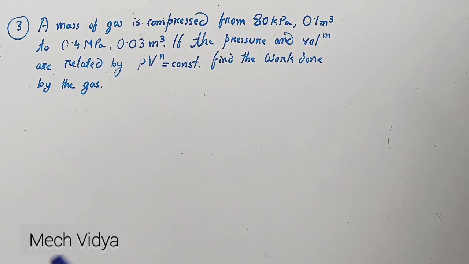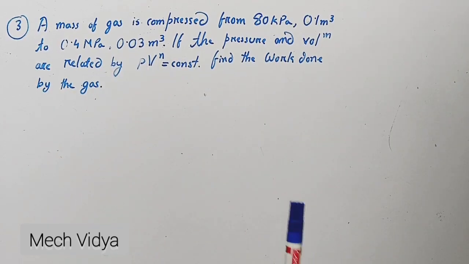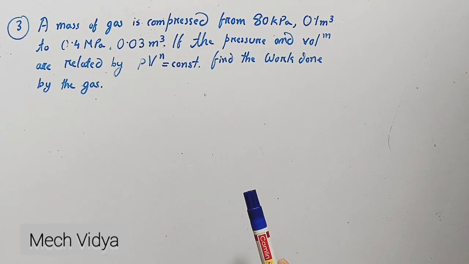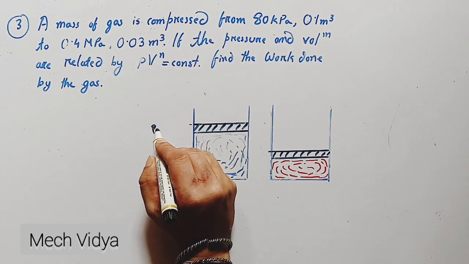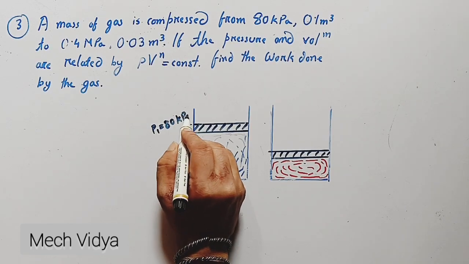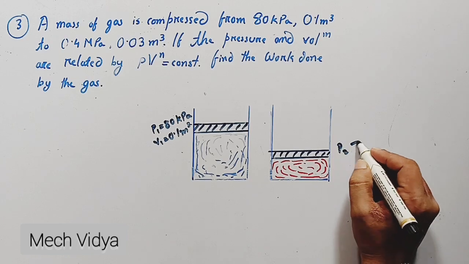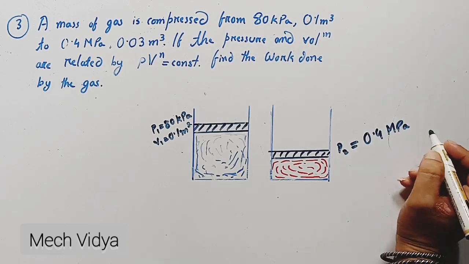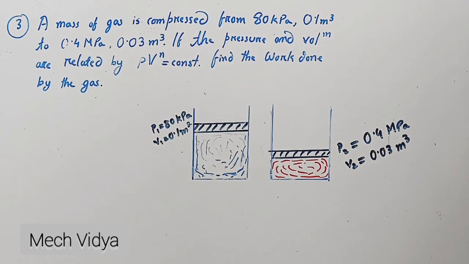So in the first numerical, a mass of gas is compressed from 80 kilopascal, 0.1 meter cube, to 0.4 megapascal and 0.03 meter cube. So first let us draw the piston cylinder arrangement before and after the compression, and then let us note down the given data P1, V1 and P2, V2. So in this numerical we have to find out the work done.